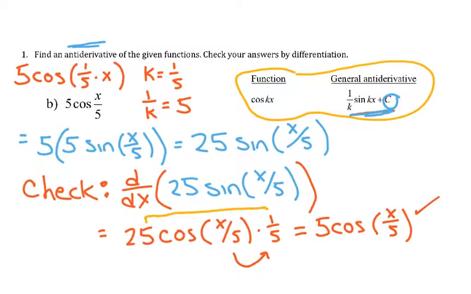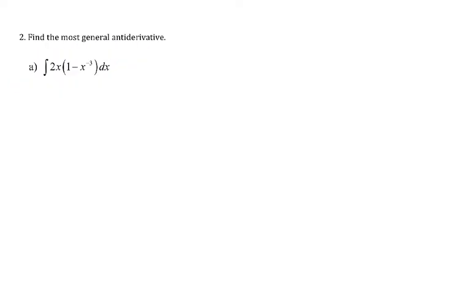Okay, so you have a couple of problems like that. And then we have some like this, where we're asked to find the most general antiderivative. So we will add a plus c to our final answer. Now, this is a product. We have no rule for finding the antiderivative of a product. So we have to multiply this out.